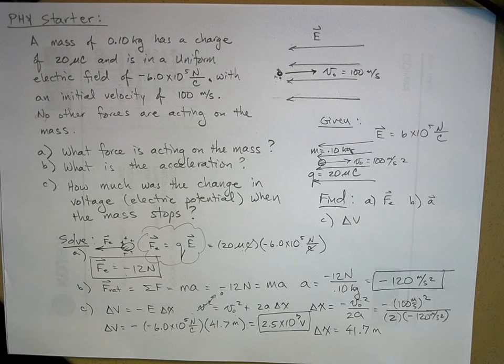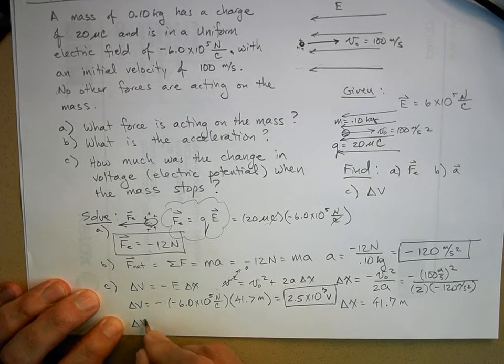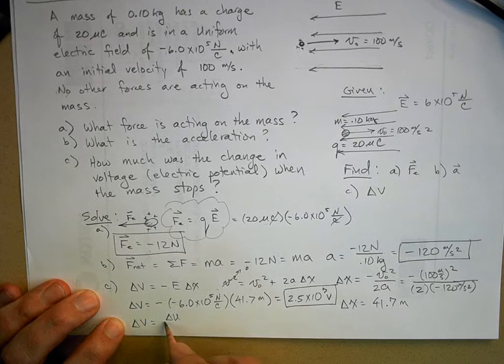Okay. Now, another way of doing it is this. Delta V equals our change in electric potential energy.